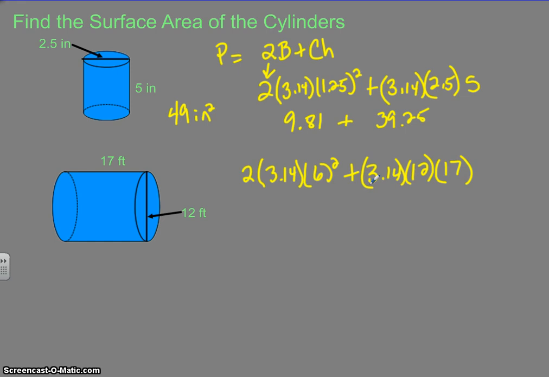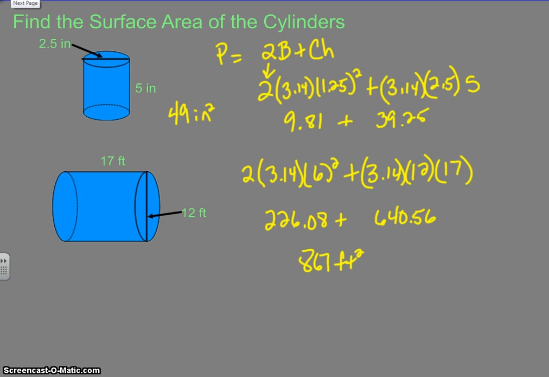Now, let's multiply this out. So I've got 36 times 3.14 times 2. That gives me 226.08 plus 3.14 times 12 times 17. That gives me 640.56. Add those together. I get 866.64. I'm going to round that off to 867, and that is feet squared. Okay, that is how you handle cylinders.